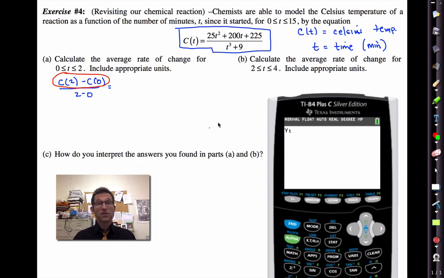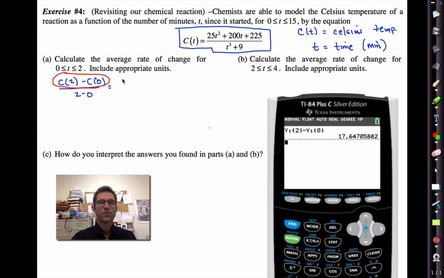Okay. Let me pause for a minute, get you caught up. Now, we're out on the main screen now. So I'm going to put parentheses, 2, parentheses. Now I'm going to do it all over again. Minus vars, yvars, y1, hit enter. And now I'm going to put parentheses, 0, parentheses. And now enter.